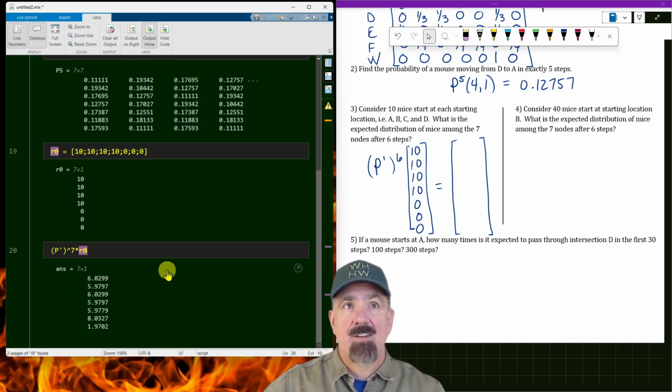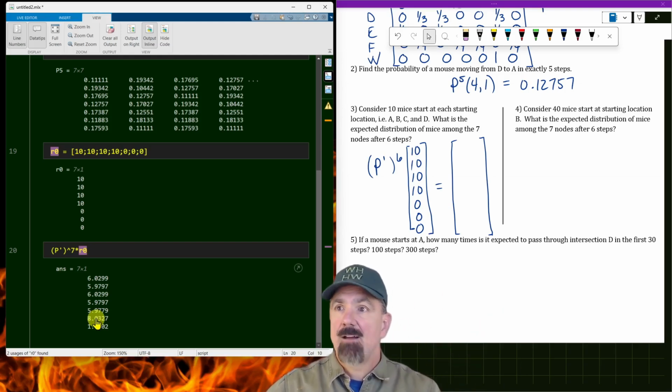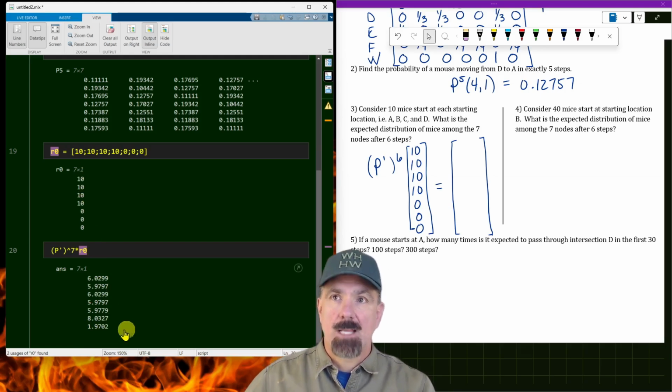And we would just copy that vector down. I'm not going to write it down, but it's right here. And you can see it's reasonably evenly distributed. Looks like about 6 mice per the intersections except F. There's a larger number of mice at F, and that's because the water state is always going back to F. And it looks like there are about 2 mice at the water at any given time. So we started with 40 mice, and this is what the distribution looks like.